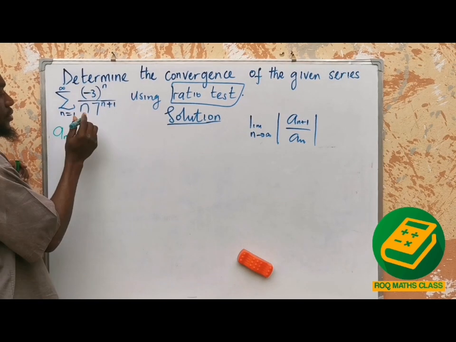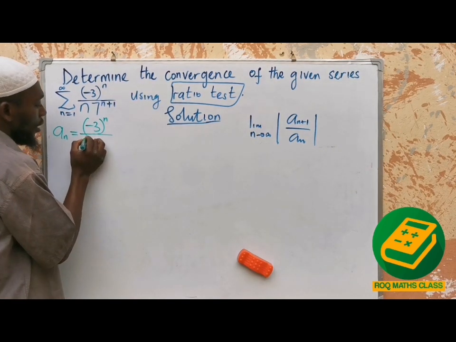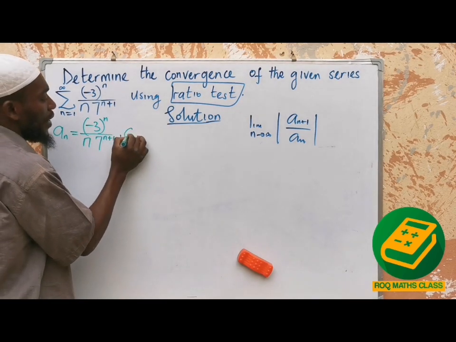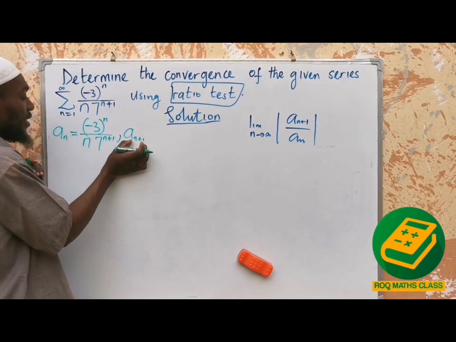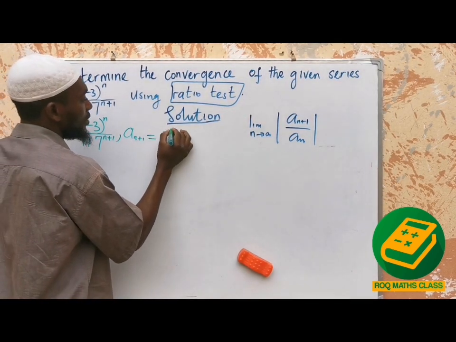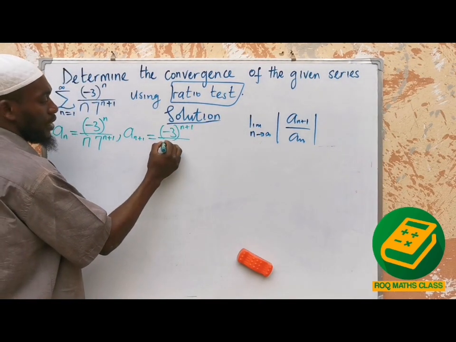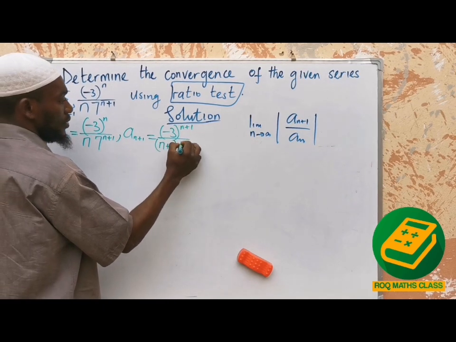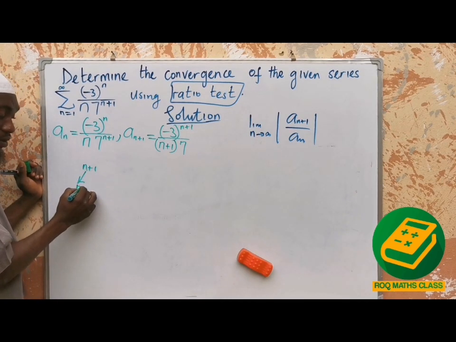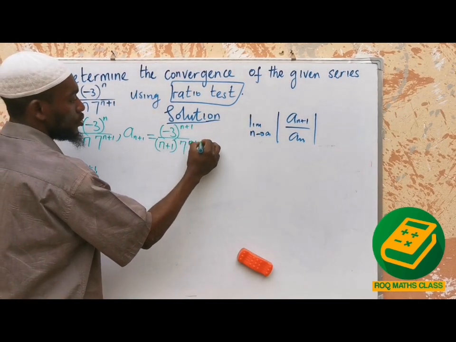Now, a_n is the same thing as (-3)^n over n, then 7^(n+1). Whereby for my a_(n+1), whenever I see n in this, I have to replace it by n plus 1, which is the same thing as (-3)^(n+1) over n plus 1, then 7 raised to n plus 1 plus 1. This is now n plus 2. Good.